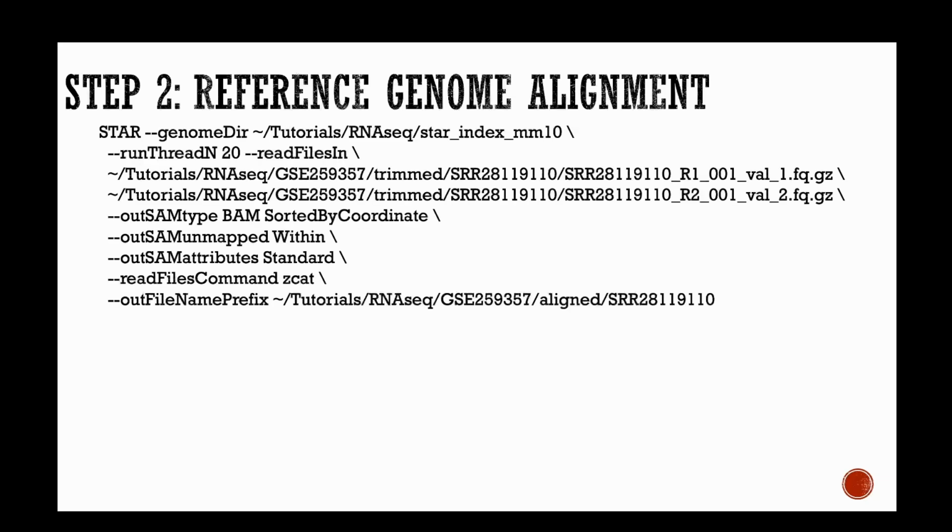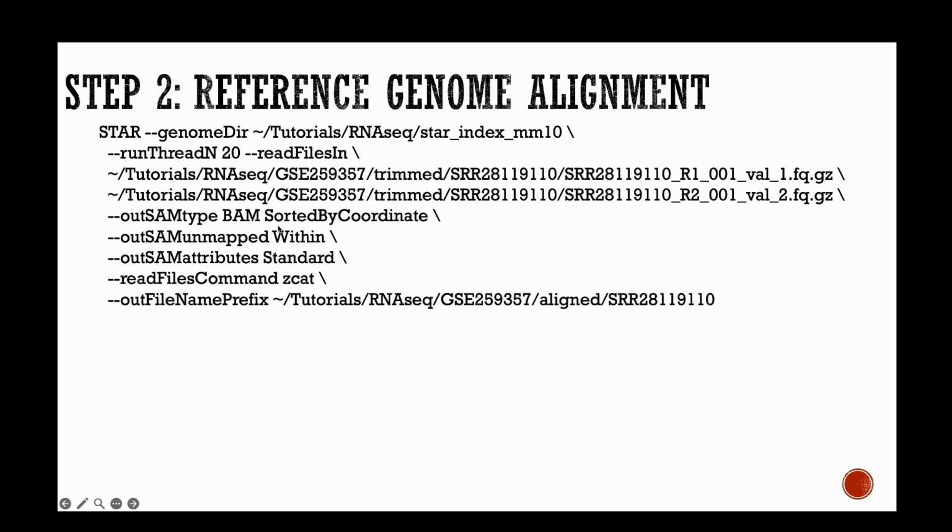In the next step, we want to align the trimmed FASTQ files to our genome. We use STAR. Again, we call STAR. We specify the genome directory we just made over here. We want to run using 20 threads. The input files are the trimmed FASTQ file 1 and file 2.